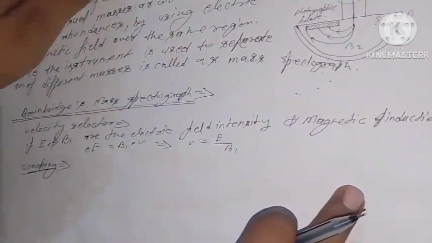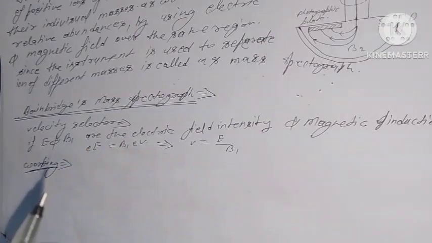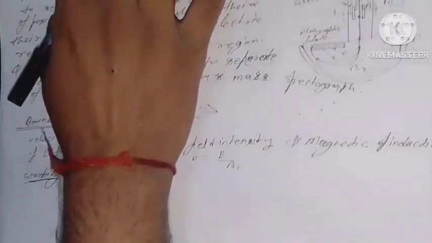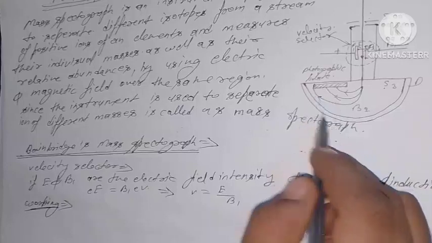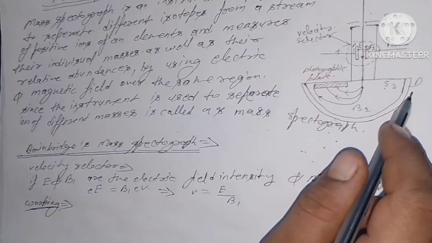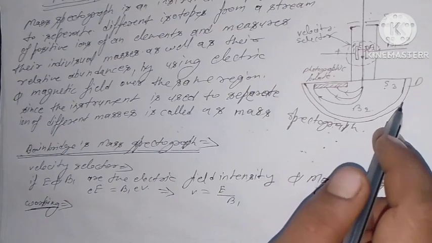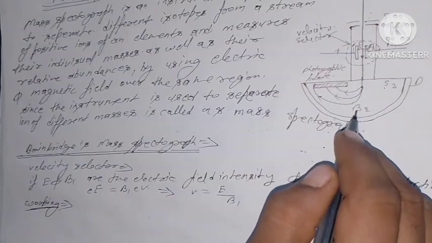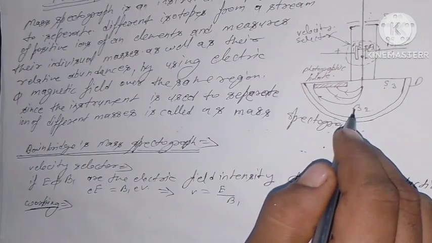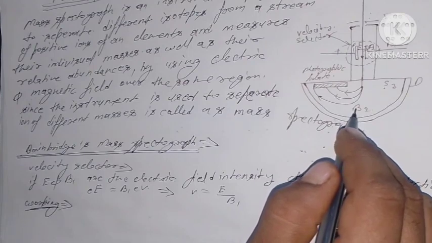Chlorine has two isotopes, 17Cl35 and 17Cl37. The positive ions enter the chamber D, where they are subjected to a strong magnetic field of intensity B. Here cos φ is approximately equal to 1 minus φ square by factorial 2, plus φ to the power 4 by factorial 4.